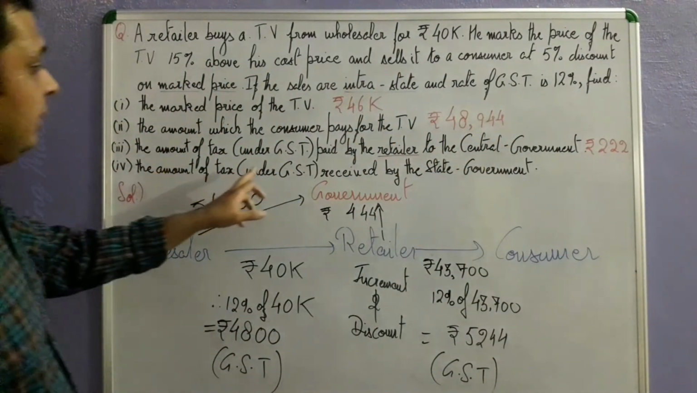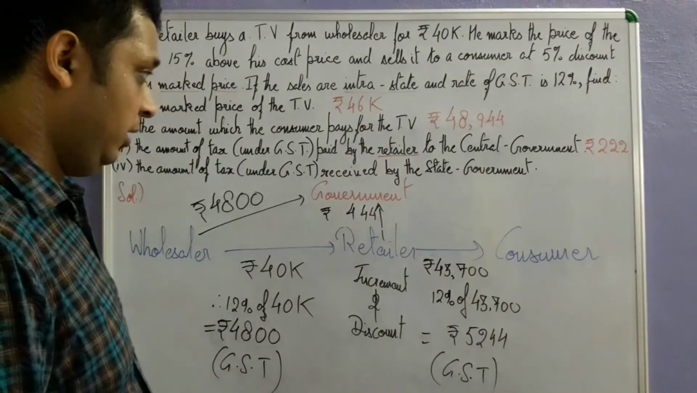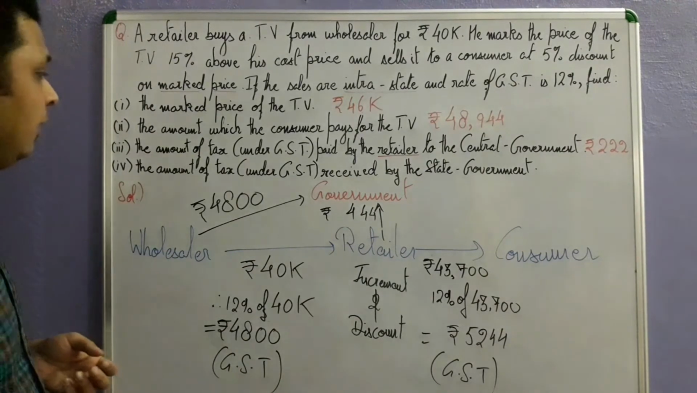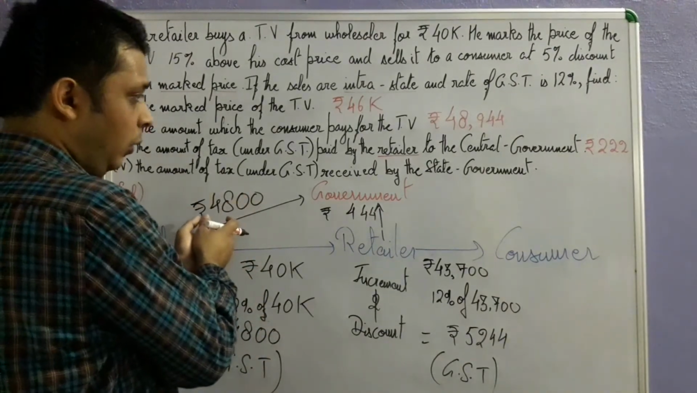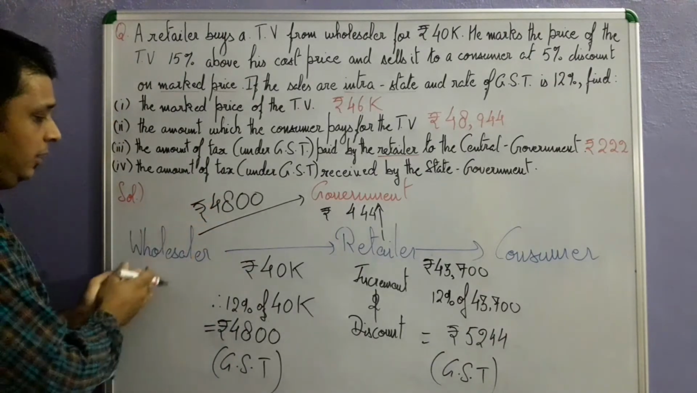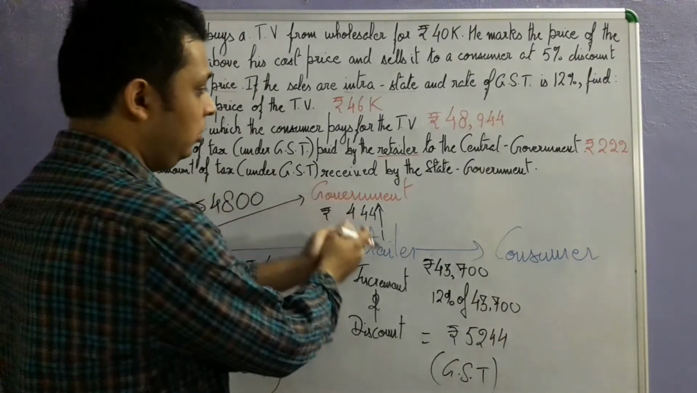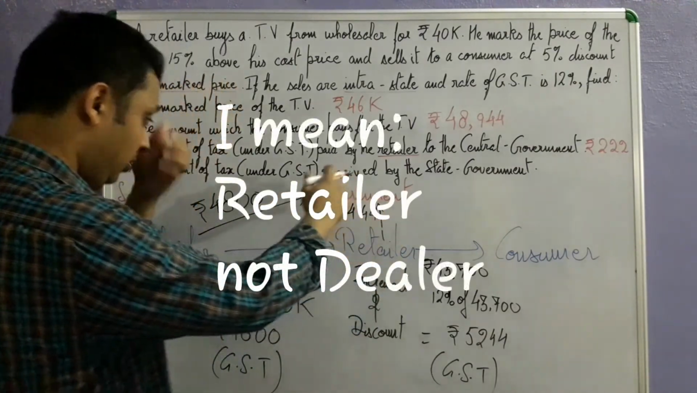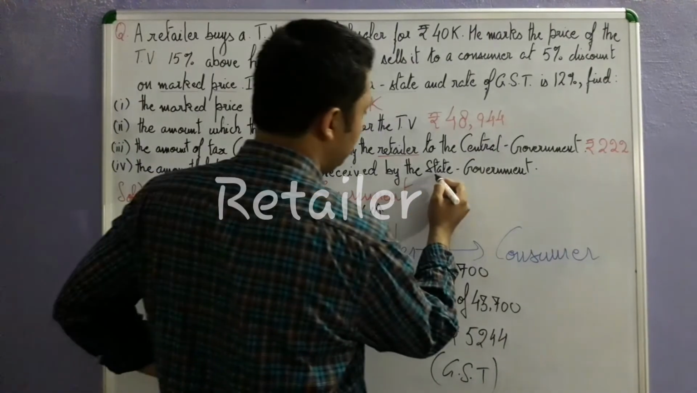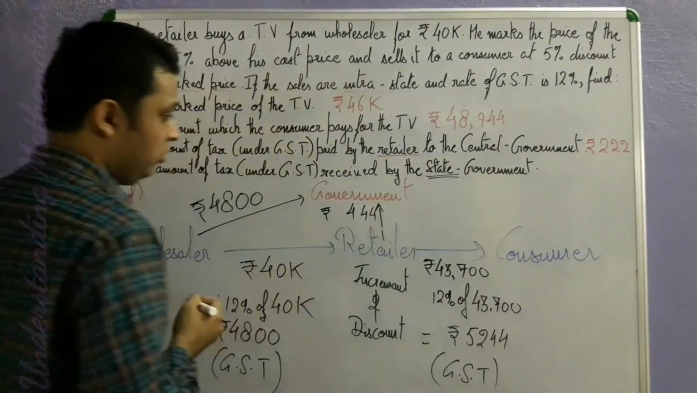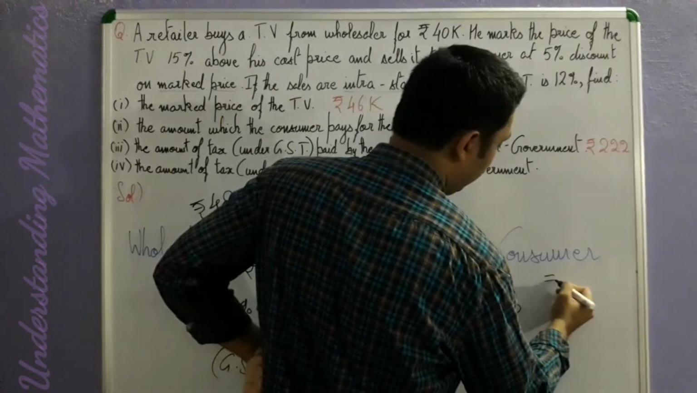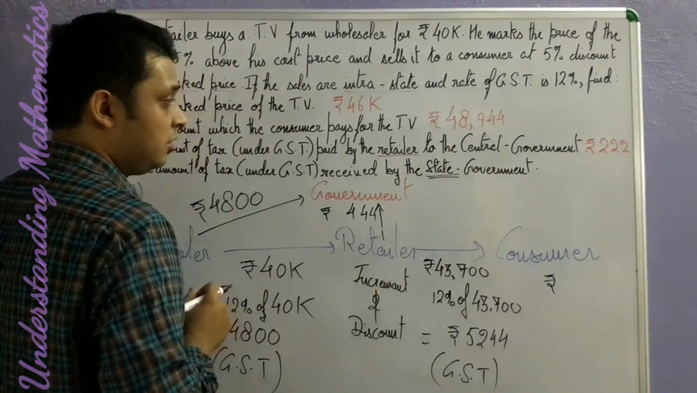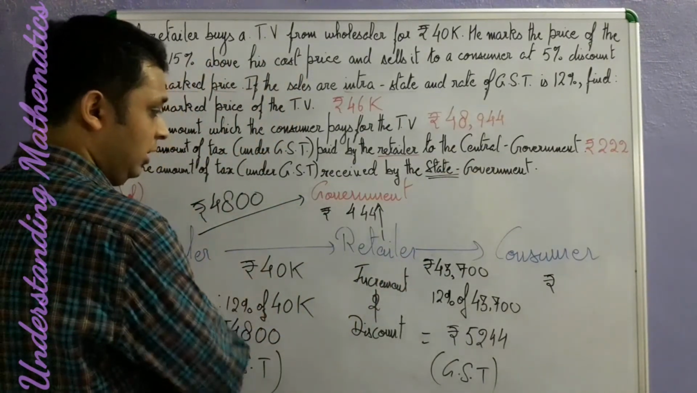Now the amount of tax under GST received by the state government. So we know we have done everything. Now the only thing that remains here is to do the half of it. Why? Because this much amount is paid by the wholesaler as GST to the government, and half of it, because this is the total amount paid by the retailer to the government. So we need to talk about the central government, state government only. So now let us see the amount received by the state government from the wholesaler and the retailer.